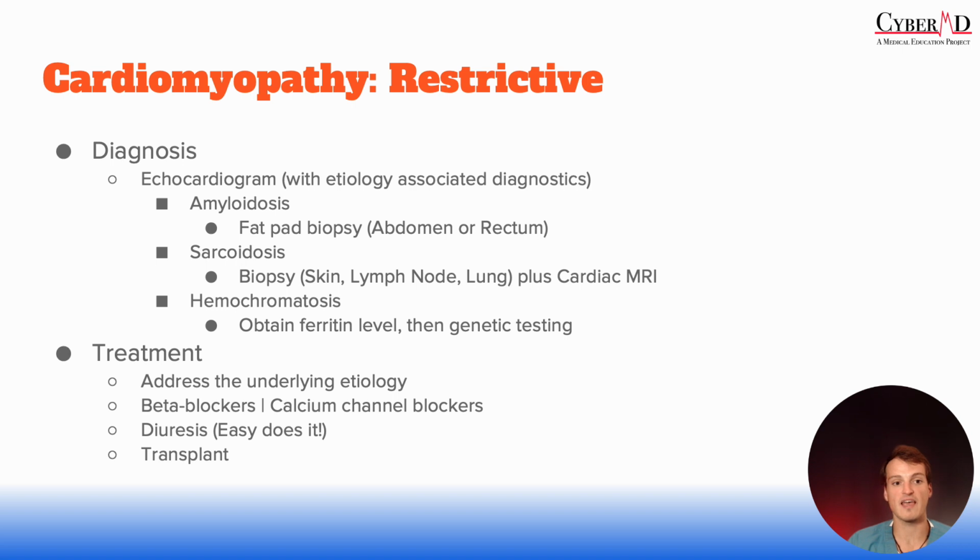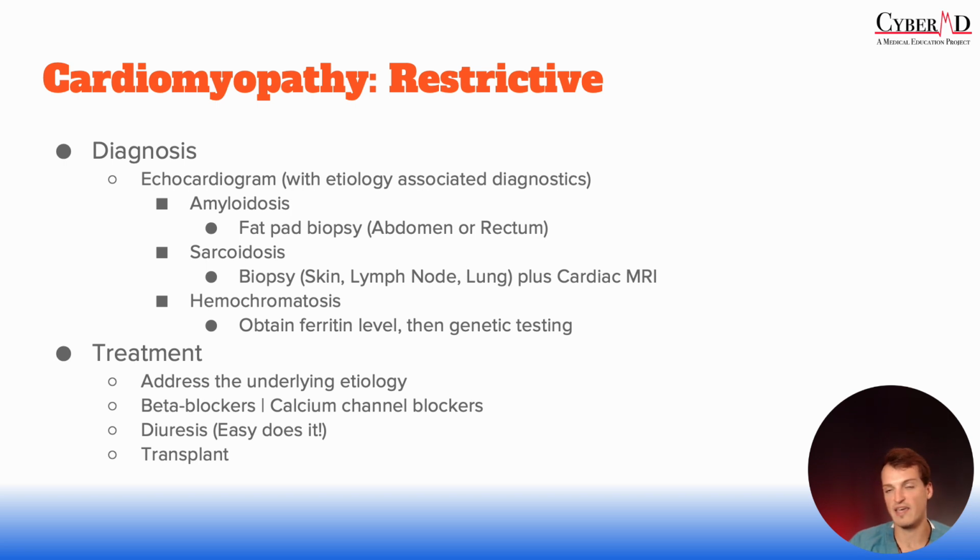If you suspect amyloidosis, that patient, in addition to their echocardiogram, may need a fat pad biopsy, which is typically going to come from their abdomen or their rectal area. If you suspect sarcoidosis as the underlying etiology, they might need a biopsy, typically from a lymph node or skin or lung, and they'll also need a cardiac MRI. And if you suspect hemochromatosis, you should maybe obtain a ferritin level, and then subsequently they would need genetic testing, and that would all be in addition to diagnosing them with the restrictive cardiomyopathy based on an echocardiogram.